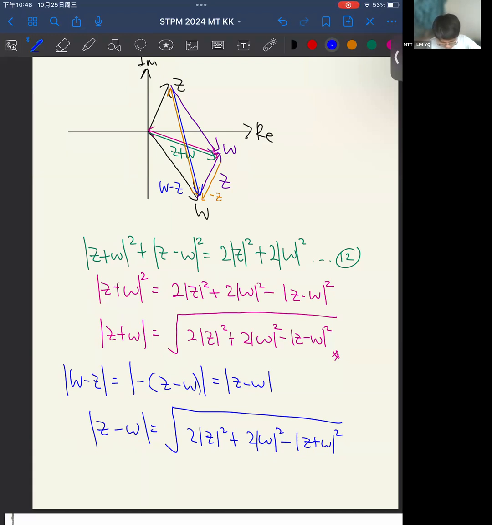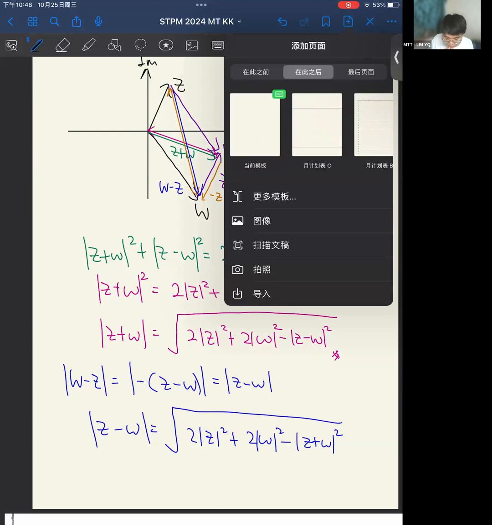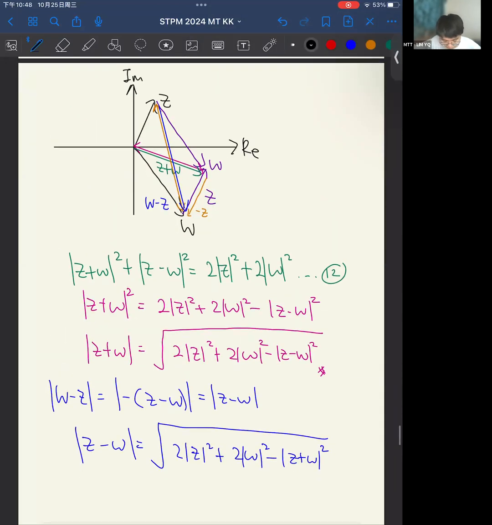Geometric interpretation. Wait. What is the relationship between these two formulas? I mean between these two diagonal lengths. Wait. Hold on.